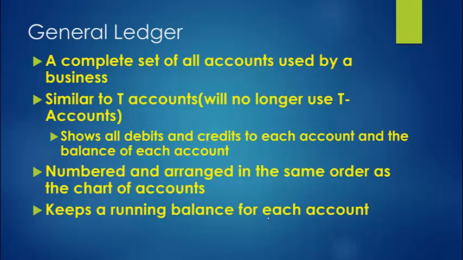From now on, all the transactions, or the debits and credits, that we're transferring from the general journal will be written in the general ledger along with a running balance. The general ledger is in the same order as the chart of accounts, and the running balance means that every time we enter a transaction, we go ahead and calculate the new balance.